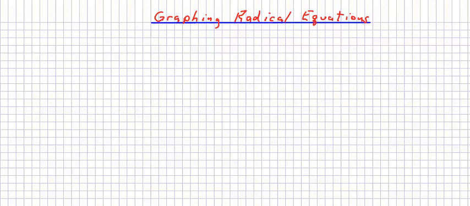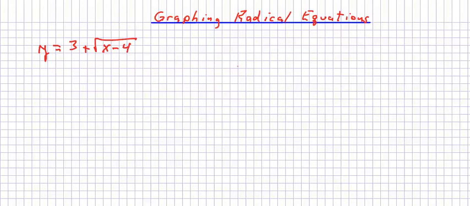This is a short video presentation on graphing radical functions. We're going to be graphing, and this is the last thing we'll be doing for our unit test at the end of next week, or sometime next week. We'll be graphing radical functions that look like this: y equals 3 plus the square root of x minus 4.